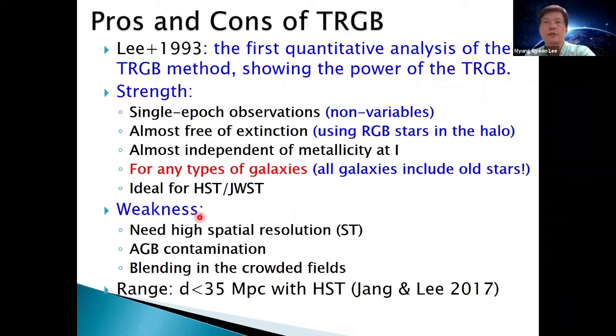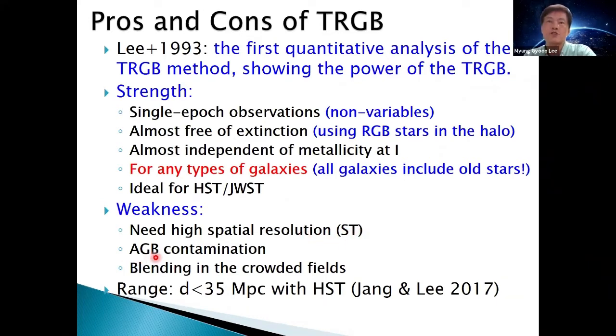And the weakness of TRGB: first of all, the density of the RGB stars in the halo is very high, so we need a high spatial resolution. So it's been difficult to measure the TRGB in ground-based observations. But with HST, we can do a lot of things, so high spatial resolution is not a matter.